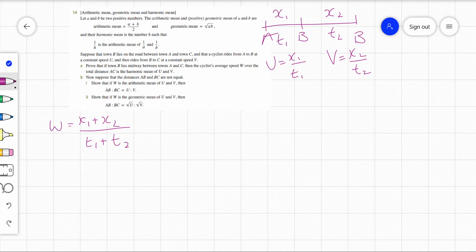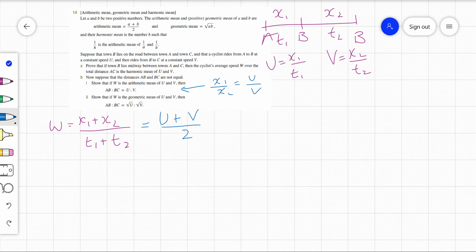Show that W, so again W being x1 plus x2 over t1 plus t2, the average speed across from A to C, show that W is the arithmetic mean of u and v. So what's the arithmetic mean? So let's make it equal to the arithmetic mean, which is just u plus v on 2. If that is so, we should be able to prove this. Now remember, AB is x1 and BC is x2. So really I'm looking to get x1 and x2 in terms of u's and v's. So this is what I want to end up with.